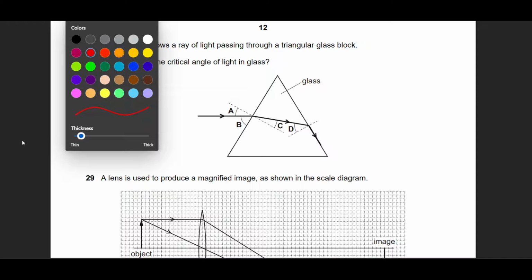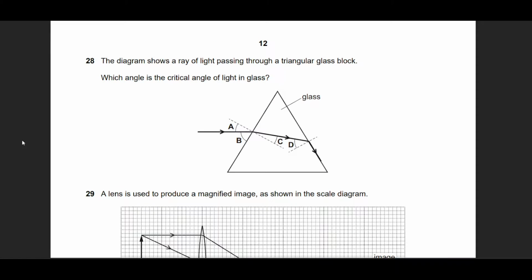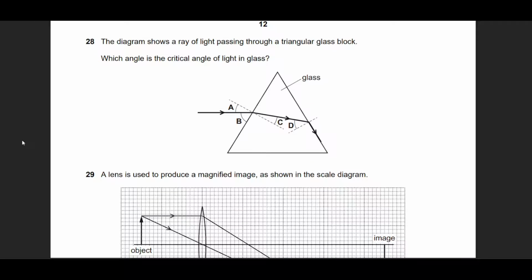Question number 28, he tries to ask you whether you remember the condition of total internal reflection or not. He says that a light is through the triangle glass block. Which angle is the critical angle as an angle of the light in the glass? You see, for the critical angle or total internal reflection to take place, the light should be moving from a dense medium, let's say glass, to a rare medium, let's say air. This is the first condition.